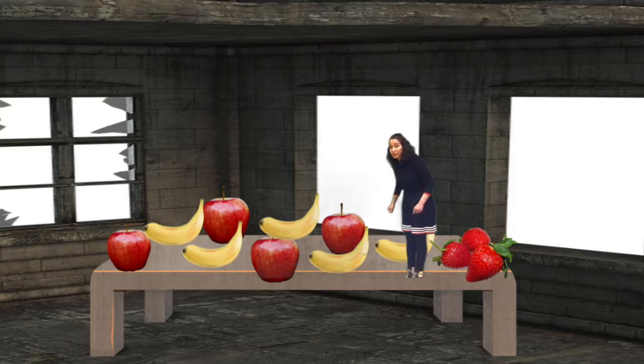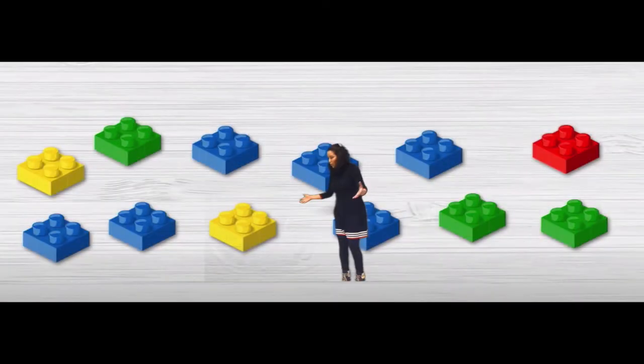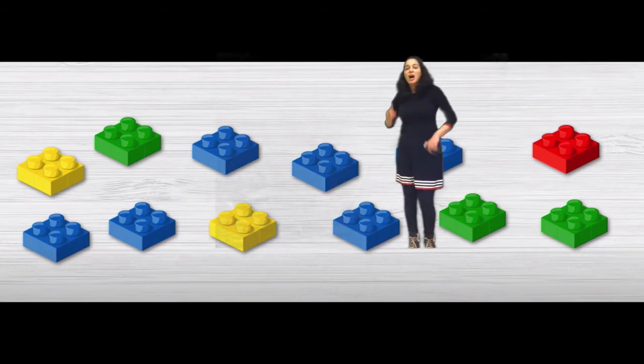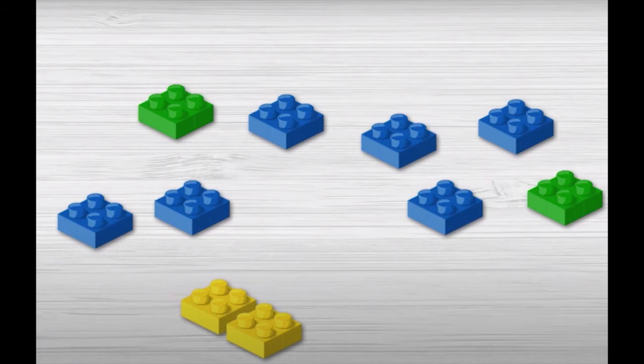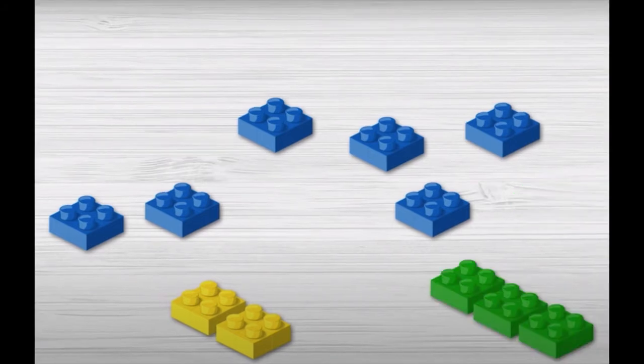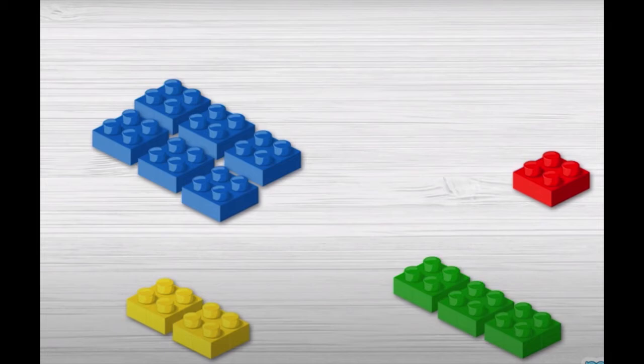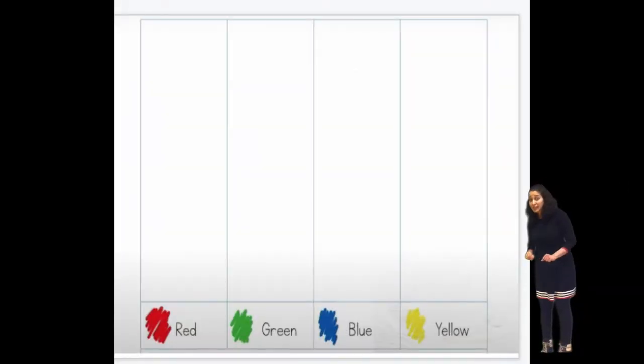Let's have a look at another table. Ready? Let's jump. 1, 2, 3. Wow, we have Lego bricks here. Let's see, how many of each color do we have? I think first we need to put all the same colors together. Okay, so now the next step is to draw a graph.